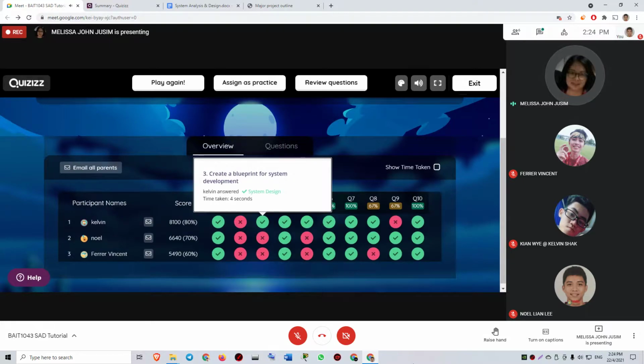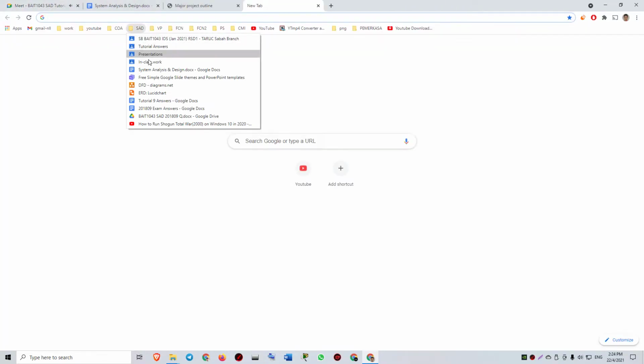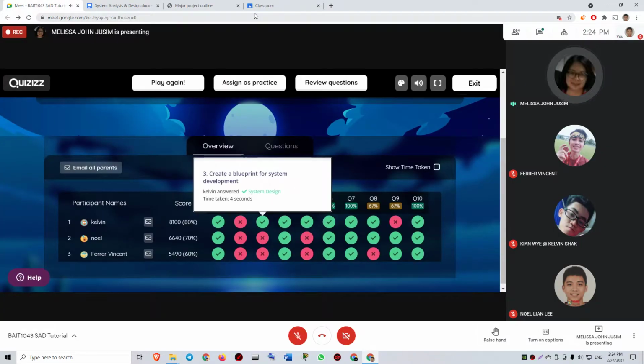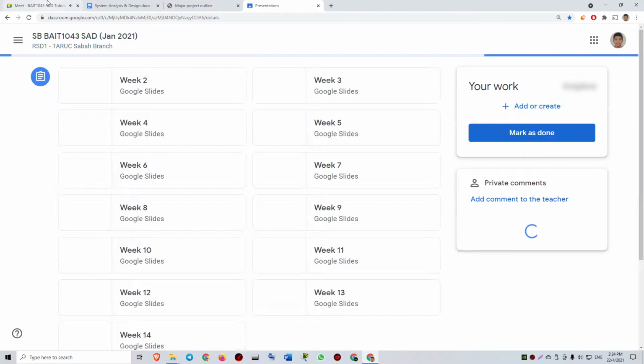So the blueprint for the system development is what we call an SDS, system design specification, that includes the user interface design, report design, procedural design, everything. It will be used for development of the system in the next phase. If we don't have the system design specification, we cannot move on to the system development phase.